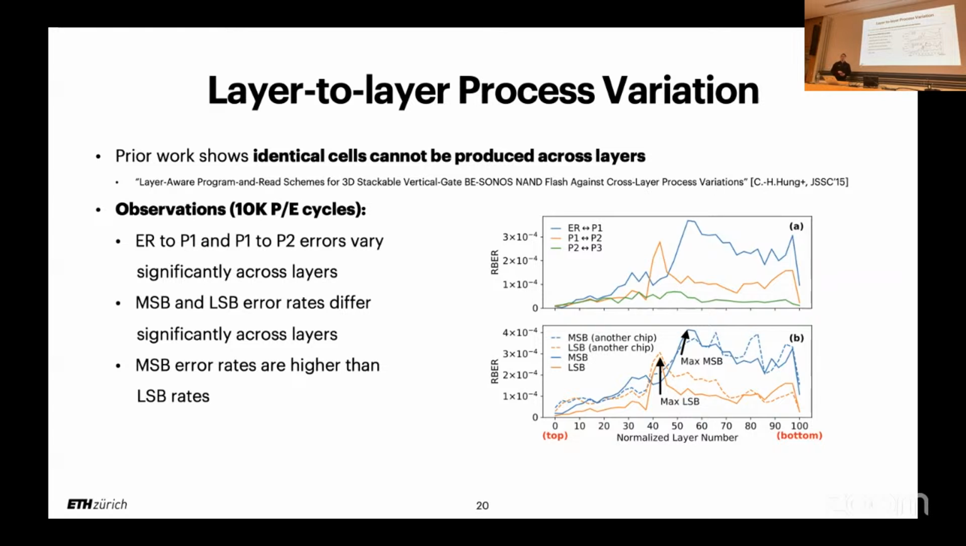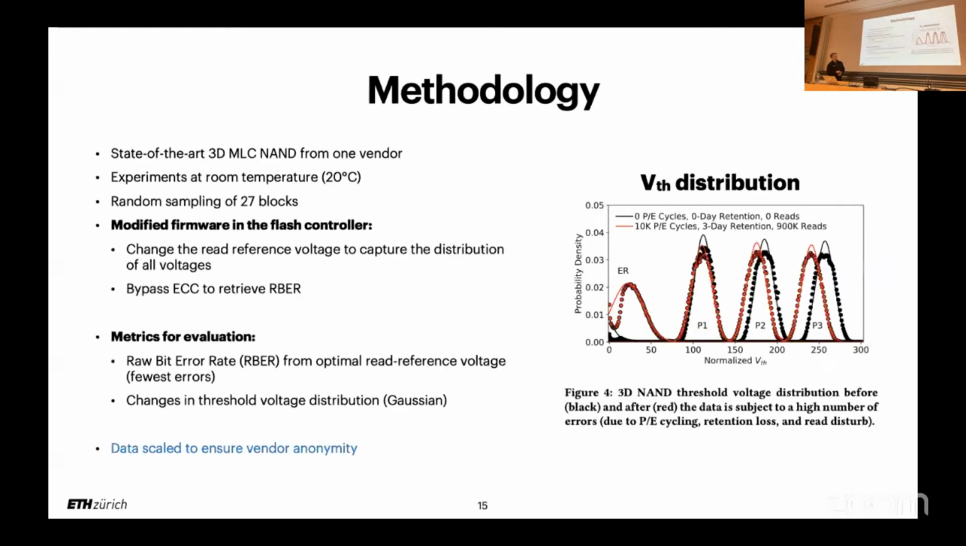Now, if you recall, maybe you didn't notice this, but in the way we understand these states, in the ER and P1 states, we store the same least significant bit, and in the P2 and P3 states, we also store the same least significant bit. So we just apply a voltage in between here, and if the cell activates, then we know it's in either of these two states. So we basically know the least significant bit.